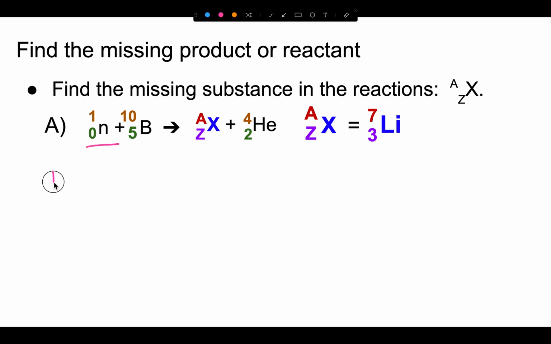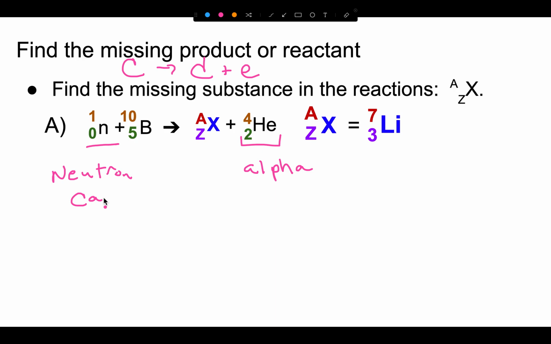This is a neutron, and this is an alpha particle. And then we have these two terms, capture and decay. My memory device is to write C, D, E, right? C, D, E. And that's capture, which happens on this side.